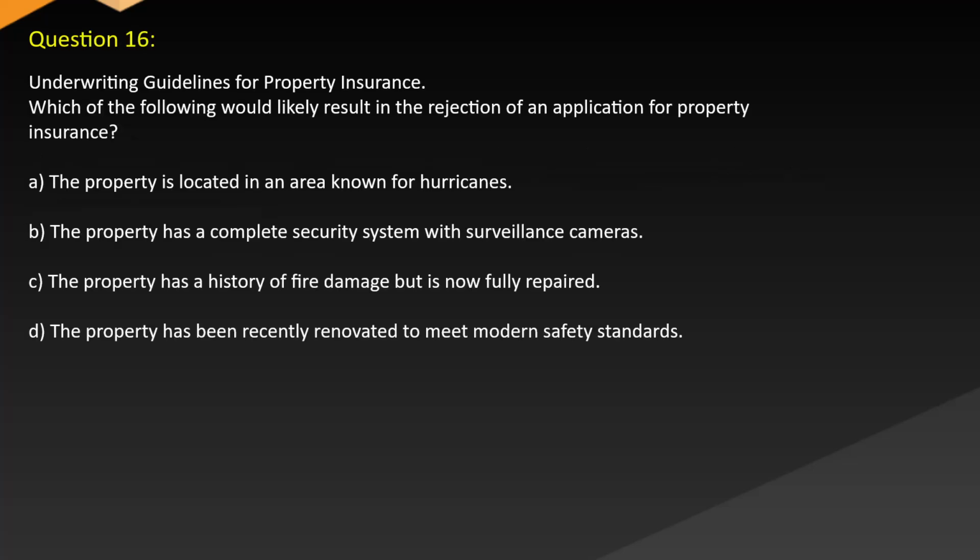Question 16. Underwriting guidelines for property insurance. Which of the following would likely result in the rejection of an application for property insurance? A. The property is located in an area known for hurricanes. B. The property has a complete security system with surveillance cameras. C. The property has a history of fire damage but is now fully repaired. D. The property has been recently renovated to meet modern safety standards.